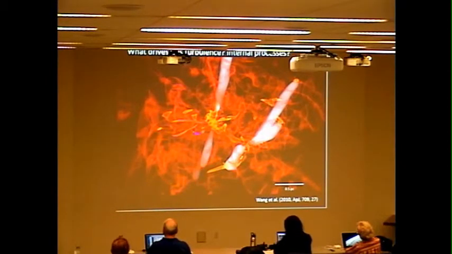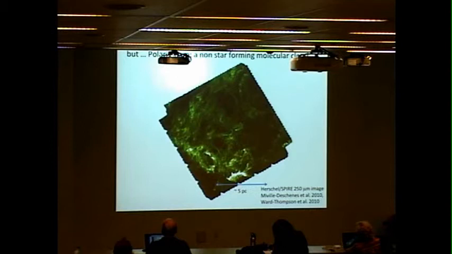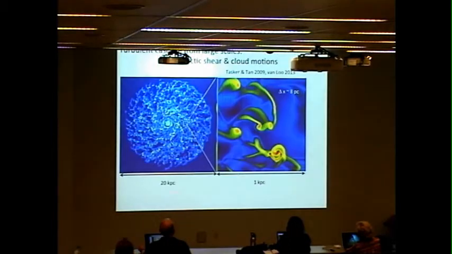Now, the problem is what drives this turbulence. So you can think it's driven by internal processes. Here is a simulation by Wang et al. that shows how you can drive a messy turbulent region with jets, outflows, and radiation from stars. But the problem with this is that we also know that in a non-star-forming molecular cloud, like the Polaris flare, we have a beautiful observation that shows that this cloud is turbulent. There's not a single star in this cloud, right? So turbulence has to have a source that is also external, okay? And essentially, this is good news for us because we should be able to capture at least that turbulence, even if we don't know how to do feedback properly, okay?